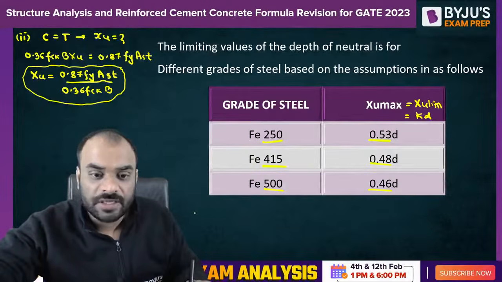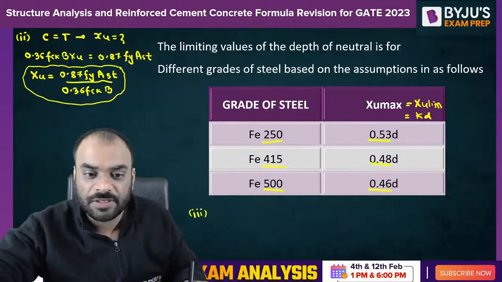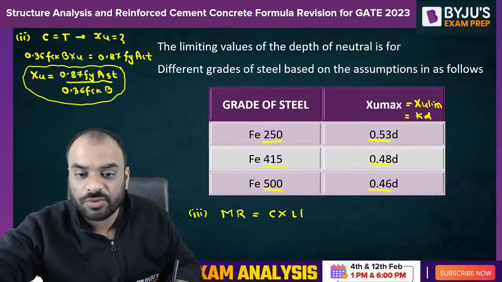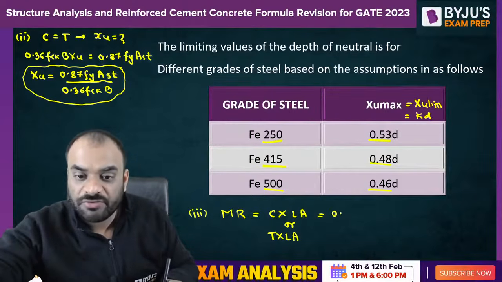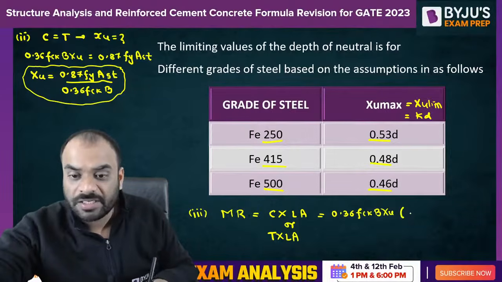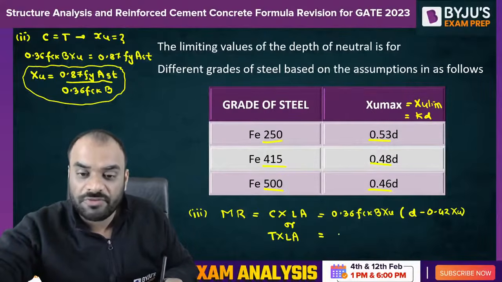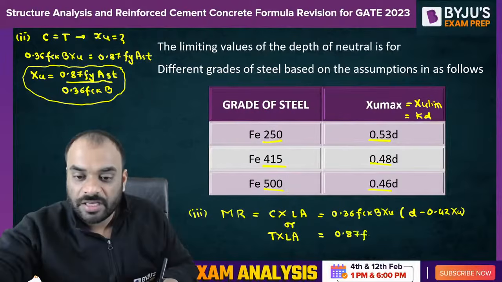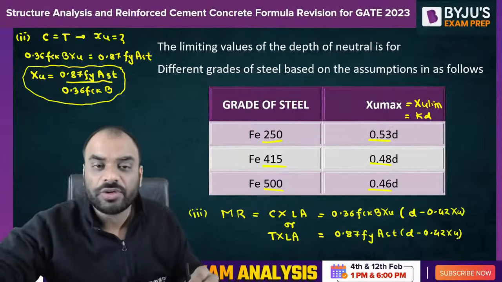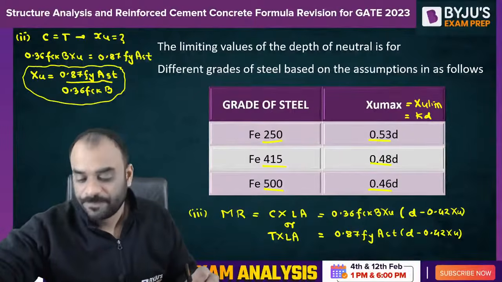Now the question is, sir, how can I find out the moment of resistance? It is very simple. Moment of resistance for a singly reinforced beam can be written as C force into lever arm, or T force into lever arm. What is the value of C force? It is 0.36 FCK B into XU, bracket, lever arm is D minus 0.42 XU. Similarly, what is the value of T force? It is basically 0.87 Fy into AST, bracket D minus 0.42 XU again. So these are the formulas to calculate the moment of resistance. Crystal clear to all of you?